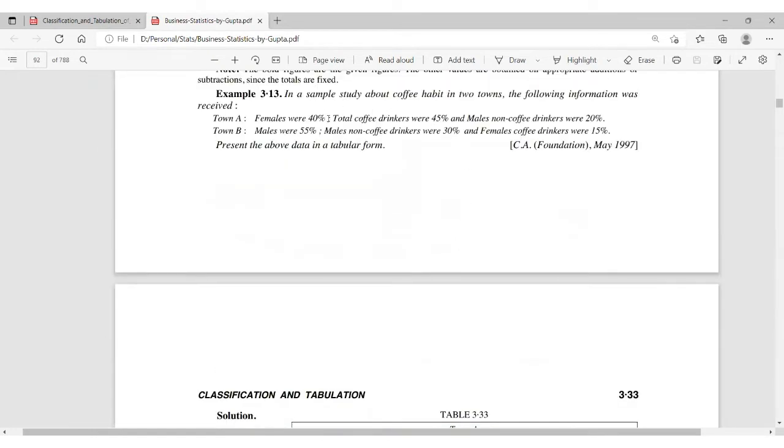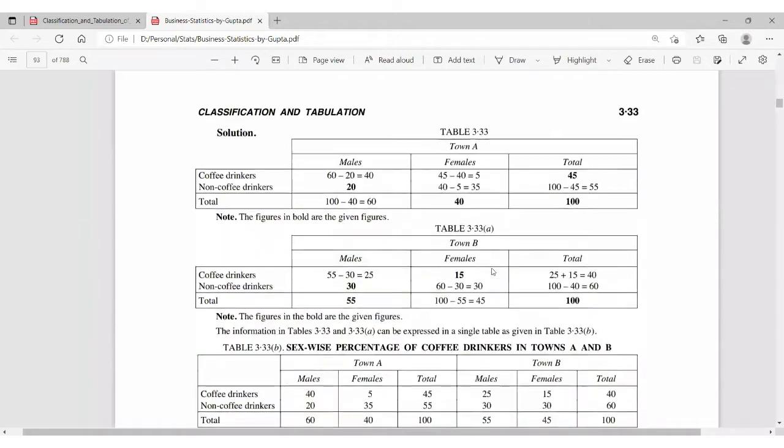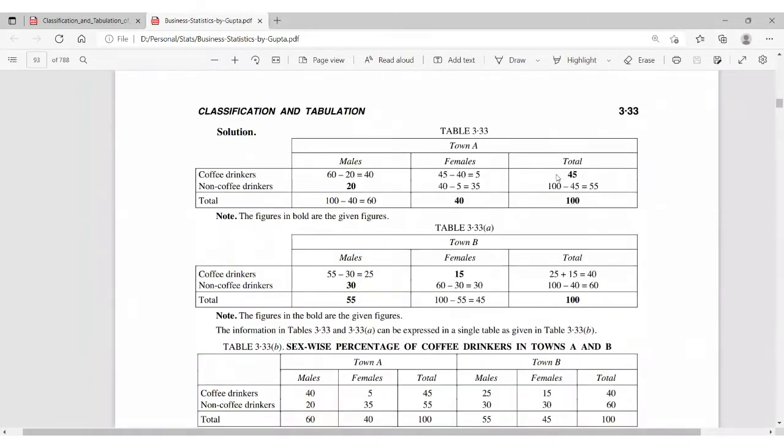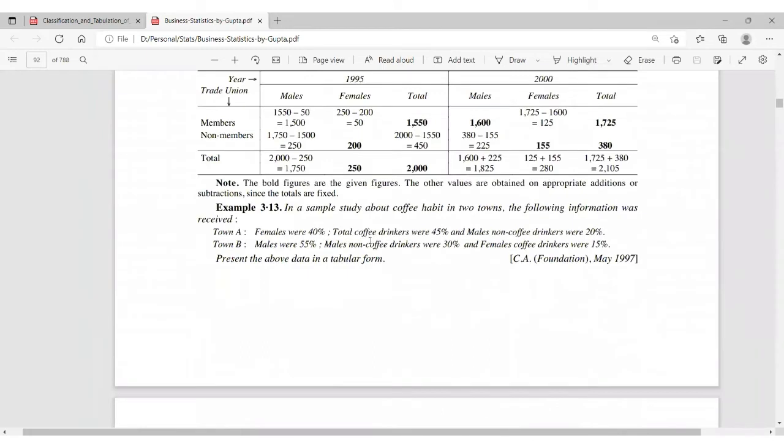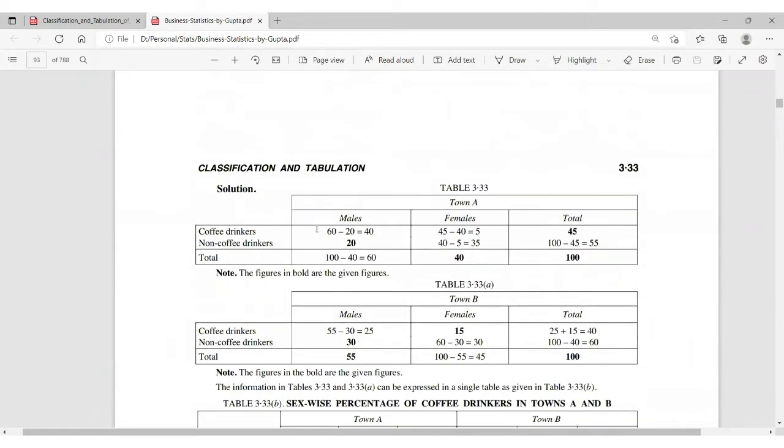And what other information is given? The total coffee drinkers were 45%. See, coffee drinkers total 45. Right. So obviously 100 minus 45, we get 55. That is the non-coffee drinkers. So total coffee drinkers are 45, and the male non-coffee drinkers were 20%. Males, non-coffee drinkers 20. And we already found the 60, so 60 minus 20 comes to be 40.